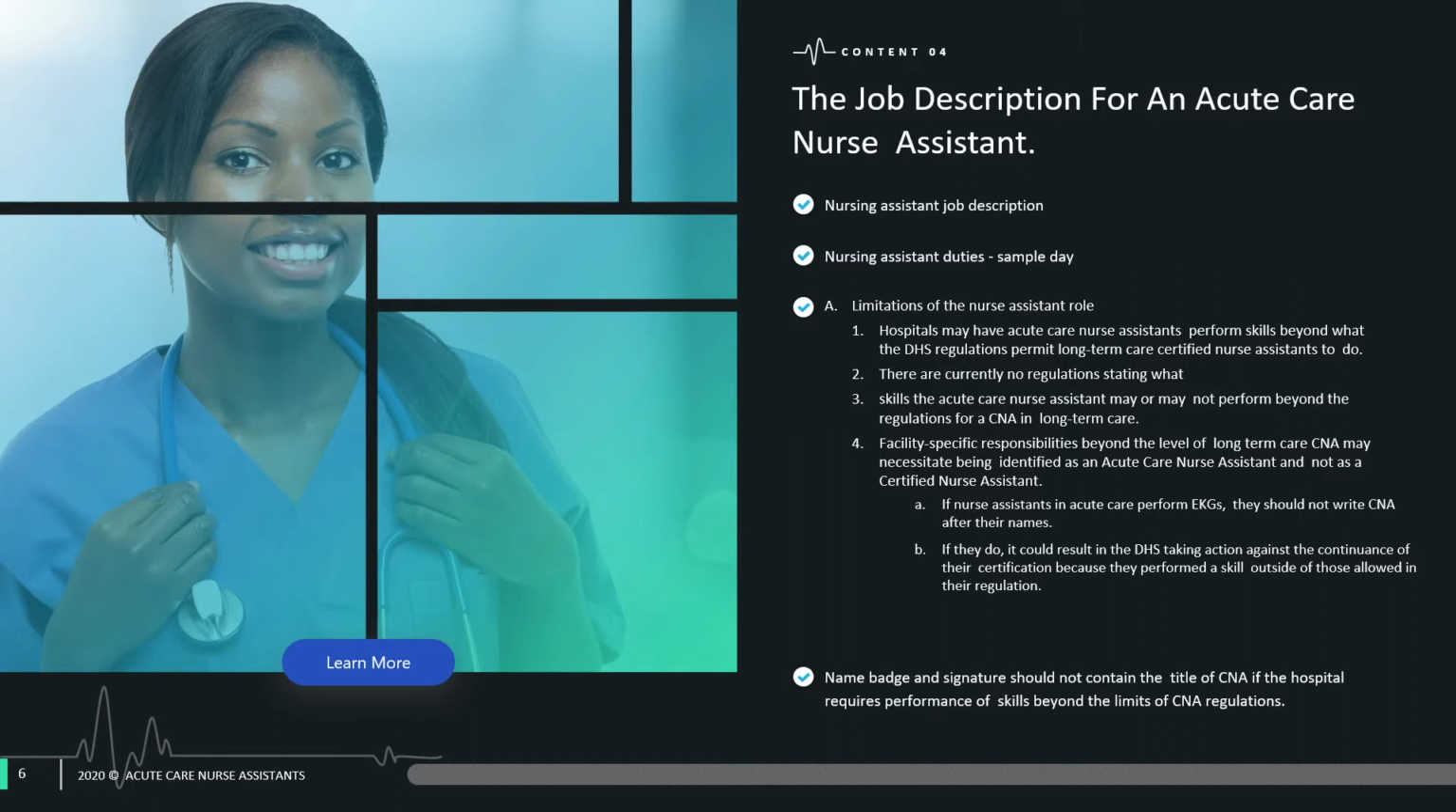Facility-specific responsibilities beyond the level of long-term care CNA may necessitate being identified as an acute care nurse assistant and not as a certified nurse assistant. If nurse assistants in acute care perform EKGs, they should not write CNA after their name. If they do, it could result in the DHS taking action against the continuance of their certification because they performed a skill outside of those allowed in their regulation. So, the name badge and signature should not contain the title of CNA if the hospital requires performance of skills beyond the limits of CNA regulations.